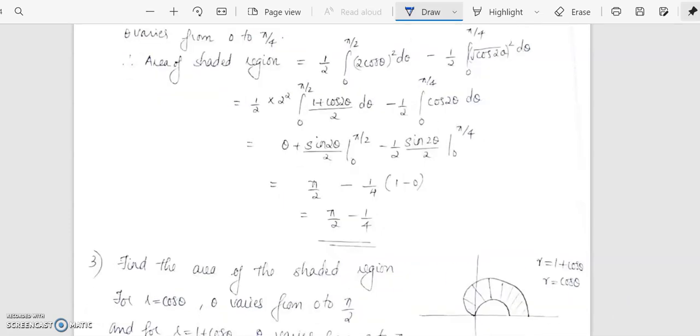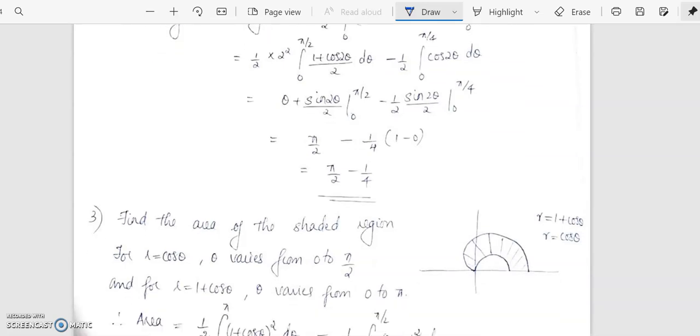Let us look at one more similar problem. The next one is to find the area of the shaded region. We are given the shaded region between r equal to 1 plus cos theta and r equal to cos theta. r equal to cos theta is again a circle which is centered on the x-axis.